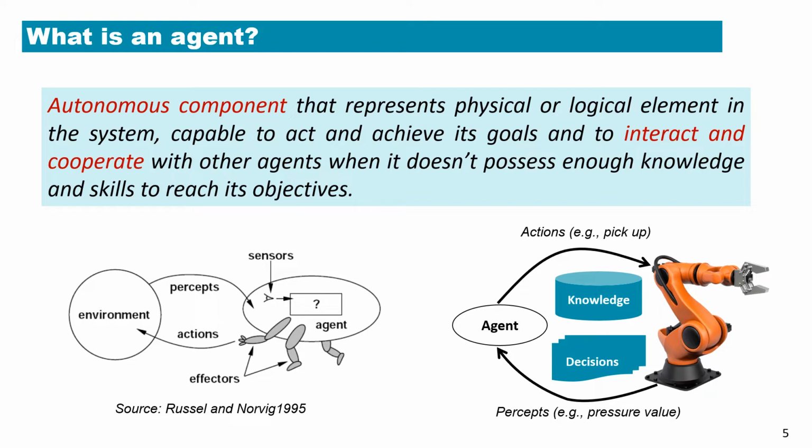As an example, here we have this agent, and this agent has sensors and effectors or actuators, and the sensors perceive the environment and the actuators act on or affect the environment. As a more concrete example, here we have this robotic arm and the agent controls this robotic arm, and we have this loop of perceptions and actions, where the perception can be the pressure value and the actions can be picking up or not picking up according to the measured values.